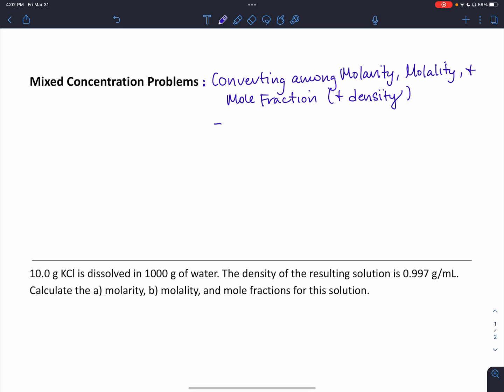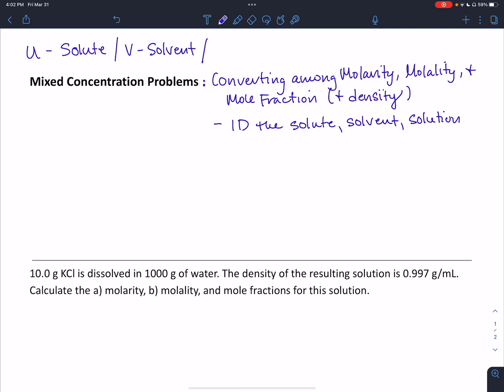So when we work these problems, there's a couple things you have to do. First, you have to ID the parts of the solution. You need to know what's the solute, what's the solvent, and you need to appreciate what is the solution. If you've looked at some of my other videos dealing with solutions, you'll find that I use some letters to represent these parts. I use a U for solute, a V to represent solvent, and an N to represent solution. I do this on the side of my problems and within the formulas because it helps me keep track of what everything is without having to write a lot of stuff.